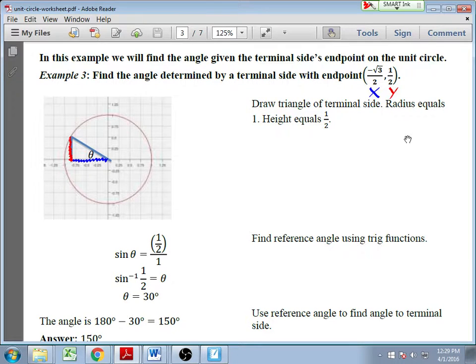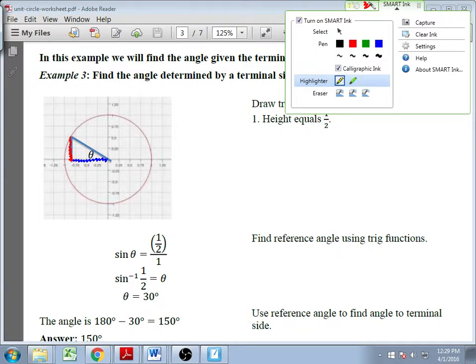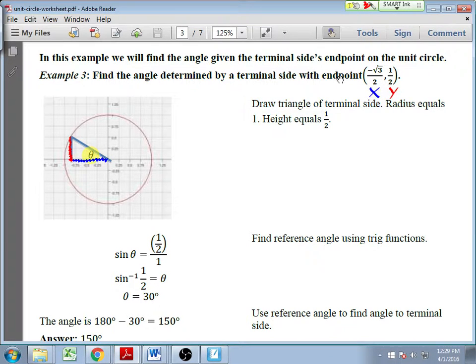So, what we're really looking for is this unknown angle. I know the opposite side is 1/2. I know the adjacent side is negative radical 3/2. And I know that the hypotenuse is 1. So I could use sine, cosine, or tangent. Why do you think they chose sine? What is sine when you think about SOHCAHTOA?